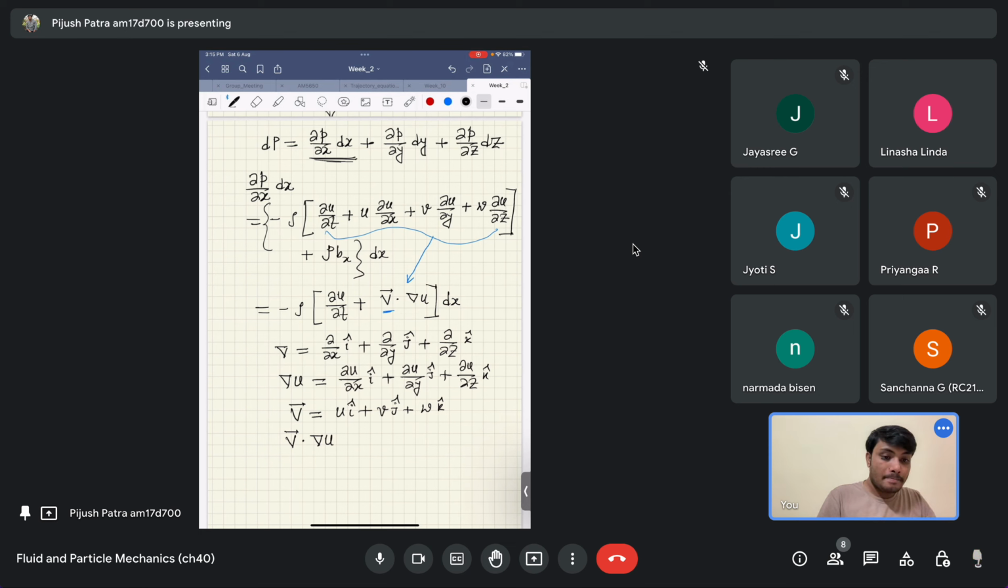It will be this, right? If you do the dot product of this, this term multiplied with this term, this term multiplied with this term, this term multiplied with this term, so it will be u ∂u/∂x plus v ∂u/∂y plus w ∂u/∂z. So this is right, whatever I wrote here, there is nothing wrong in this.